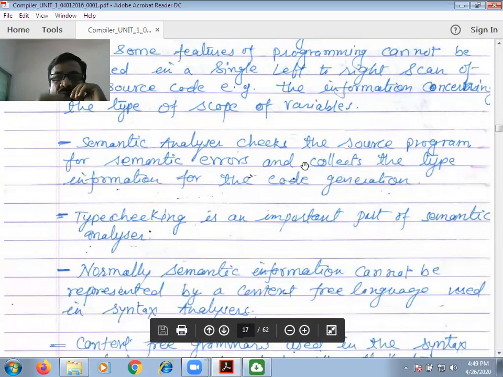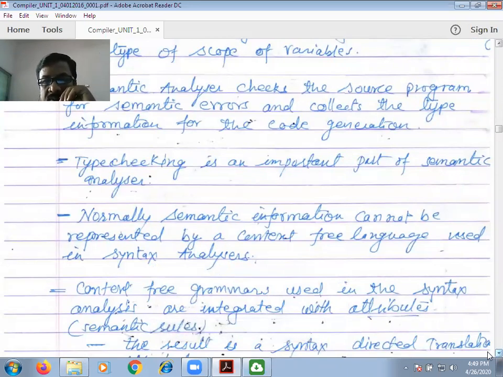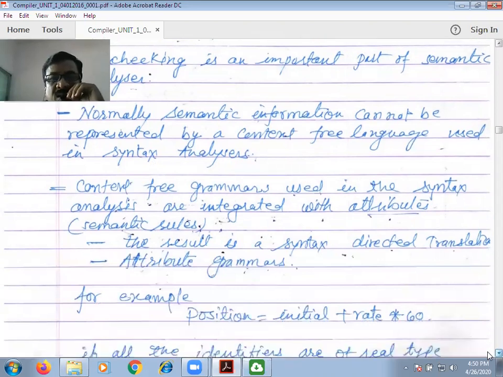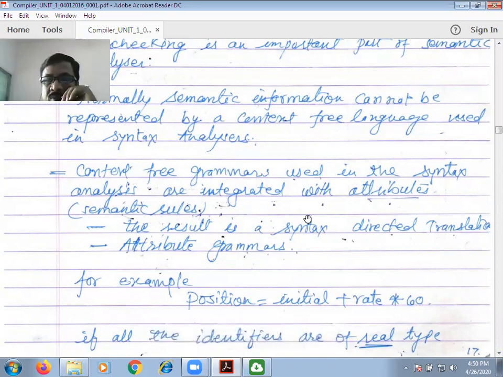Semantic analyzer checks the source program for semantic errors and collects the type information for the source code. Type checking is an important part of semantic analyzer. Normally, semantic information cannot be represented by the context-free languages used in syntax analyzer, so the context-free grammar used in syntax analyzer is integrated with attributes or some semantic rules. Some semantic rules are designed to verify the semantic information. The result is a syntax directed translation and attribute grammar.